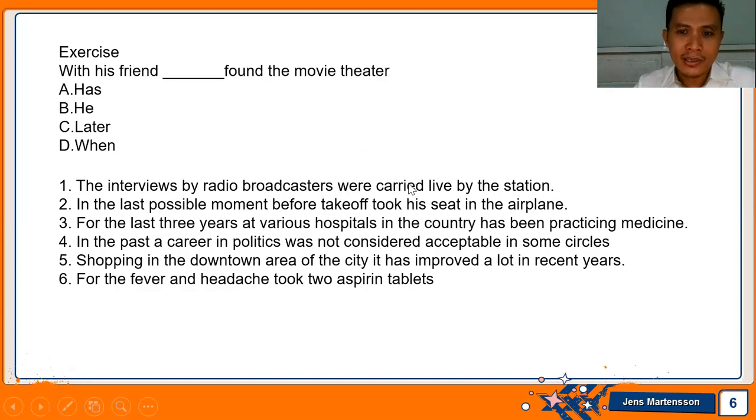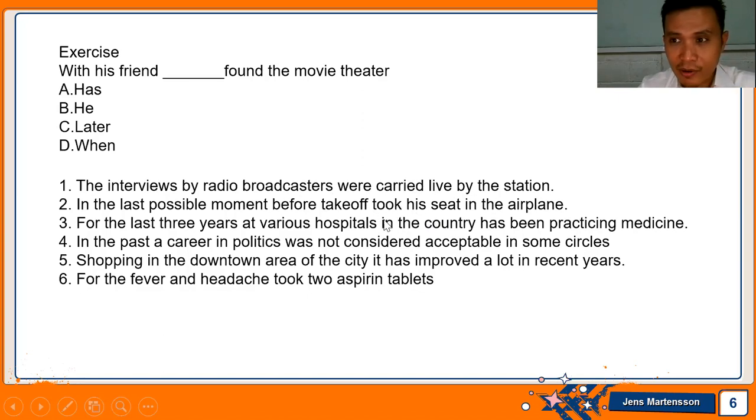Siapa yang mengambil, sabuk pengaman ya, ke dalam di pesawat itu. Siapa? Kan nggak ada orang yang mengambil di sini. So what is missing here? Subjeknya yang nggak ada di sini. So the subject is missing here.